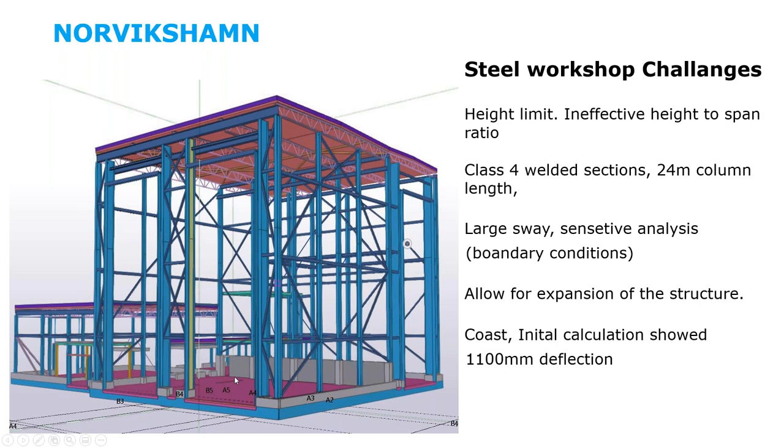This creates a problem with the columns. Usually in a structure, when you have slabs in the middle, the column buckling length will reduce a lot for every story, but here you have very high columns, and some of the columns are also class 4 sections, they are welded. The initial calculation that I made on this structure showed a huge, large sway, and I needed to test out the structure.